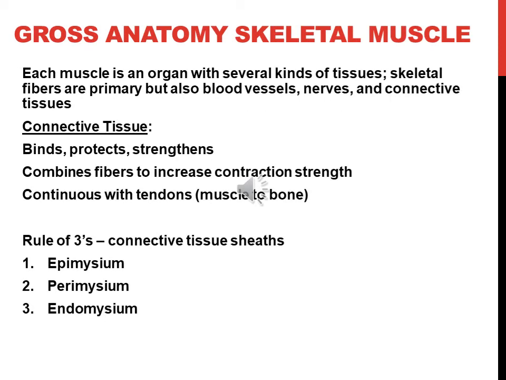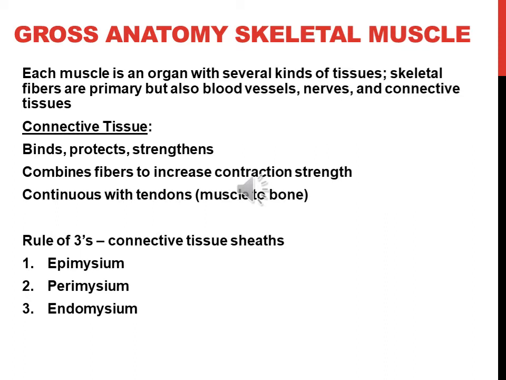So on the next slide after this one, you're going to see a nice diagram of the gross anatomy of skeletal muscle, and it's going to show you how it breaks down into these smaller components, but from a gross anatomy standpoint. Each muscle is an organ with several kinds of tissues, right? Your skeletal fibers are primary, but you've got blood vessels, nerves, and connective tissue also present.